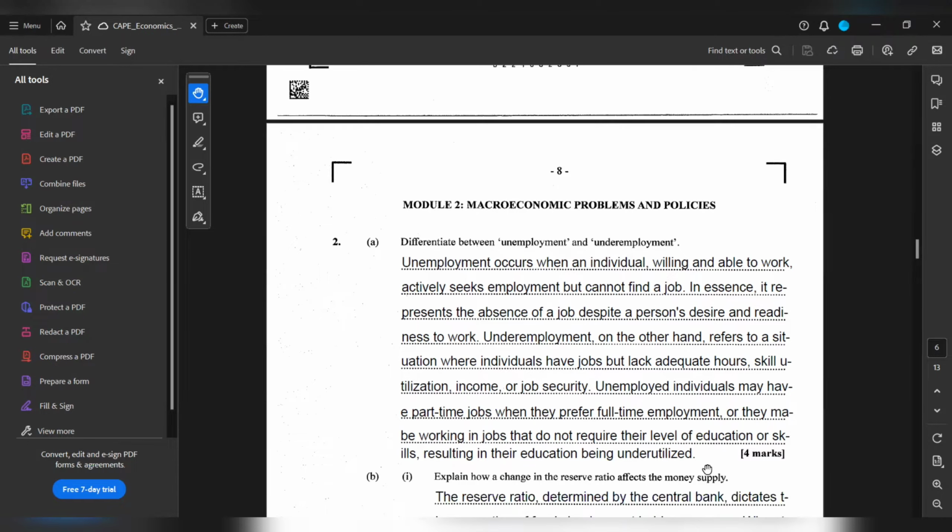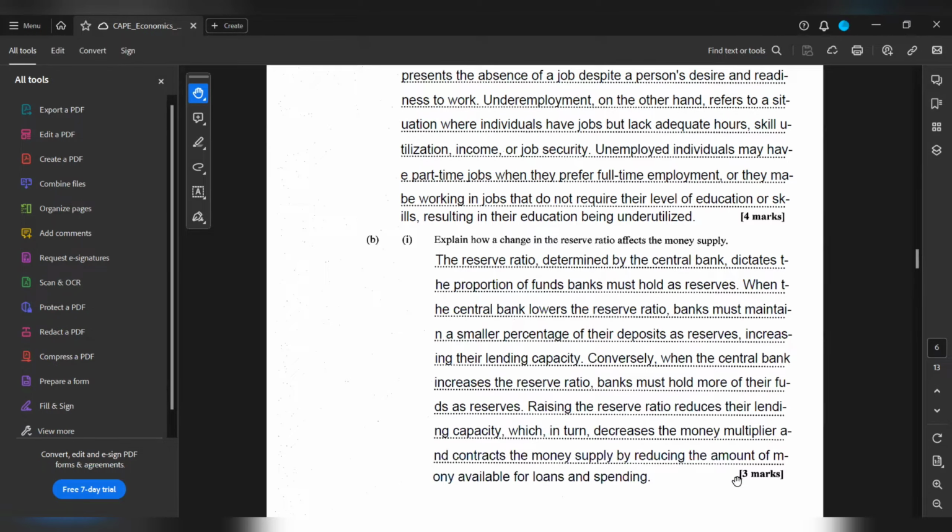Part B. Explain how a change in the reserve ratio affects the money supply. The reserve ratio, determined by the central bank, dictates the portion of funds banks must hold as reserves. When the central bank lowers the reserve ratio, banks must maintain a smaller percentage of deposits as reserves, increasing their lending capacity.